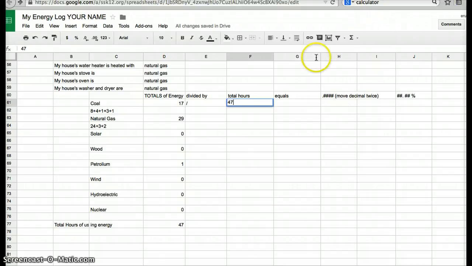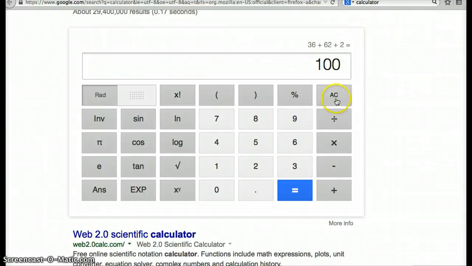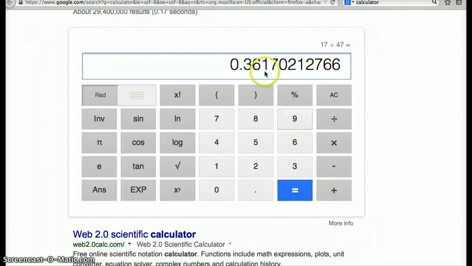All right, so I'm going to go to my window. I'm going to say 17 divided by 47. Here we are. We're going to clear what we've been doing. So we're going to say 17 divided by 47, and we're going to get a decimal. Aha! We have our decimal.